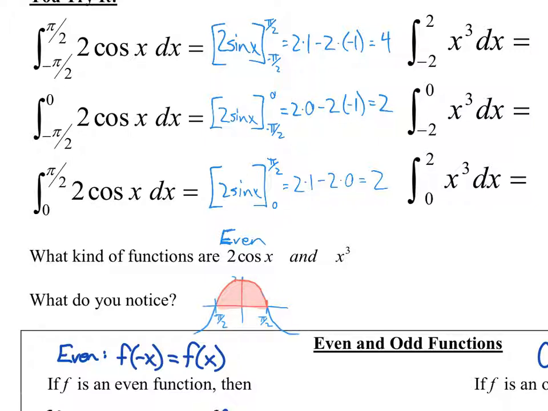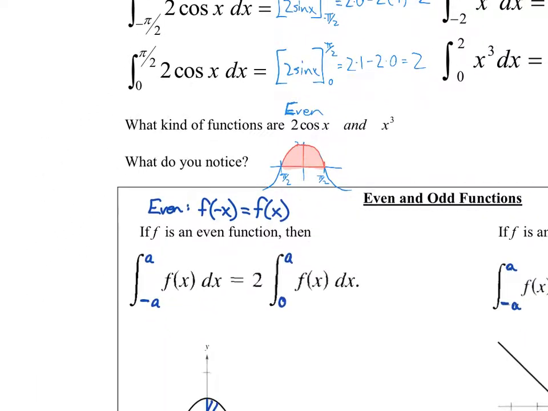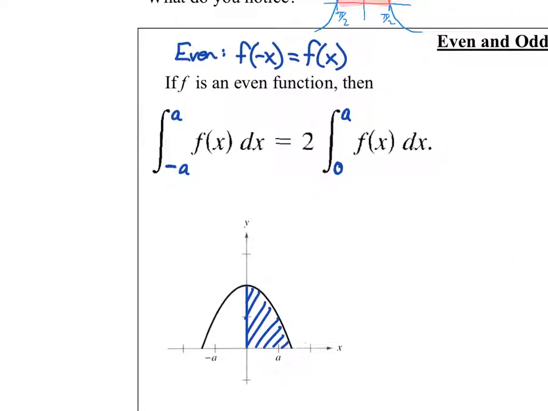Now, remember, an even function is a function where you get the same thing whether you plug in a positive x or a negative x. And what that looks like is the symmetry on either side of the y-axis. That's why this works. And that gives us our first observation, which is if we're taking the integral from negative a to a of an even function, you can simply take the integral from 0 to a and double it. Or from negative a to 0 and double it. Either way, it works.